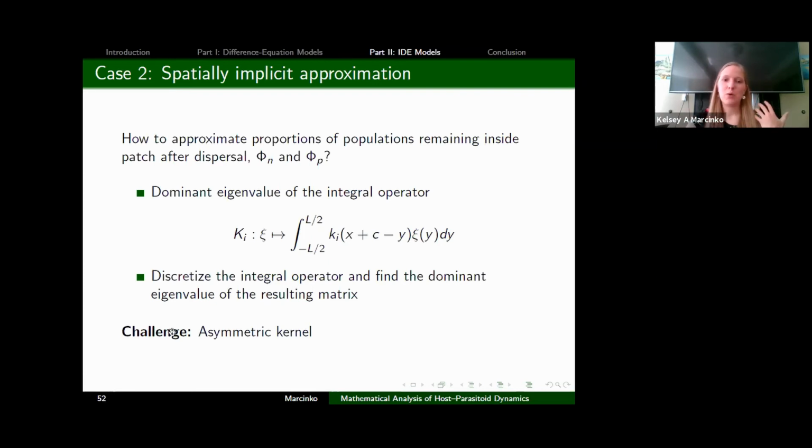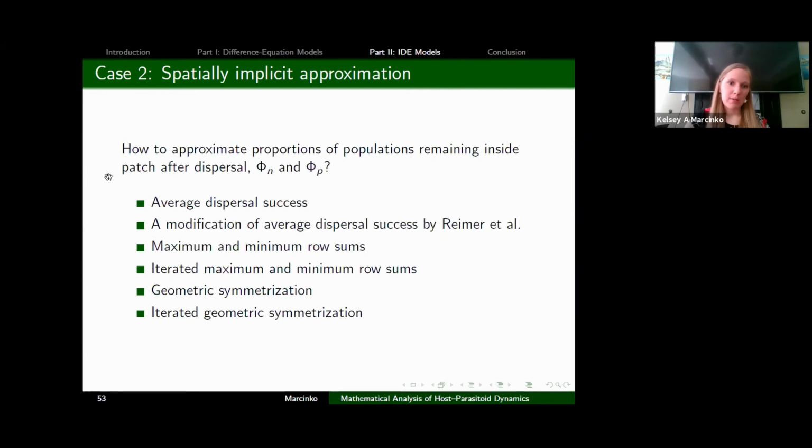Again, the challenge is we have an asymmetric matrix, and so can't use some of the nice results for symmetric matrices. In my work, I looked at a total of 6 different ways of approximating this phi n and phi p. The first 2 were developed for integrodifference equations on a finite patch, but stationary, so no movement. They've been shown to have a broad applicability in that context, but don't do as well with approximations when you have that climate change, that asymmetry. But I'll compare those for completeness.